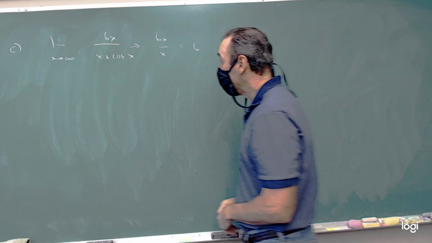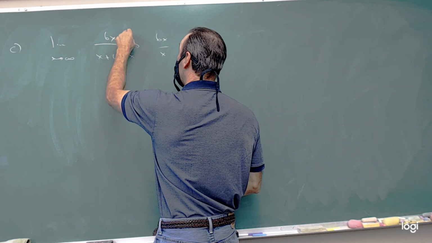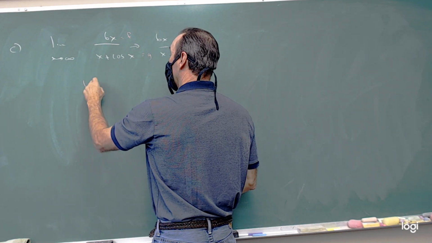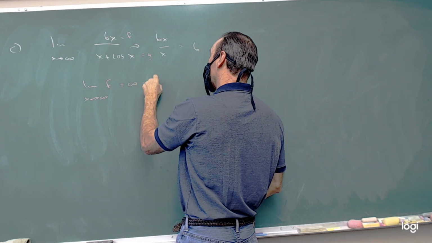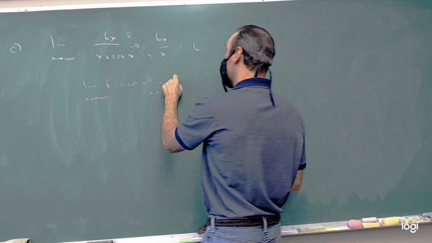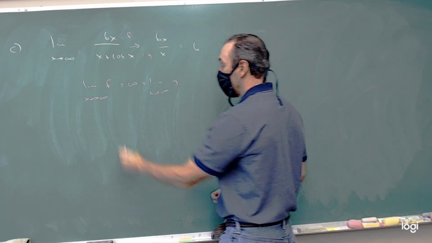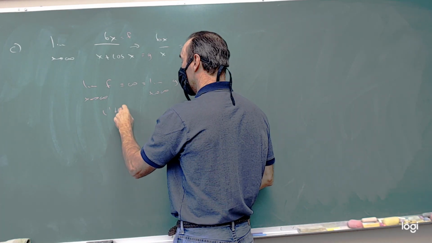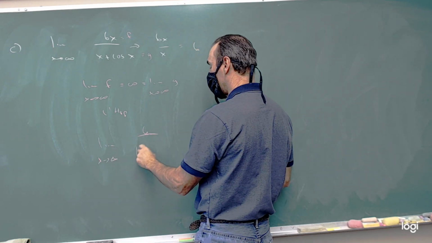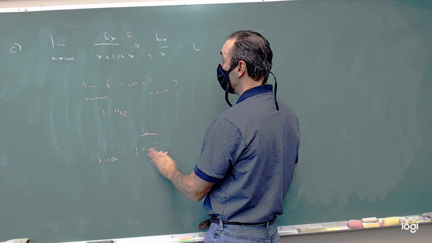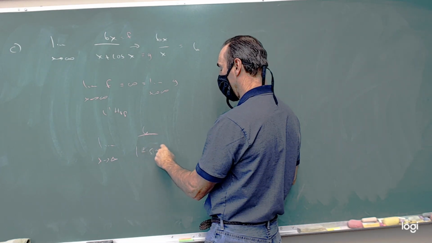Now if you did say that this is f and this is g, and the limit as x goes to infinity of f is infinity, so is the limit as x goes to infinity of g. Then you would say, okay, let's do L'Hopital's rule. And so now we're going to get the limit as x goes to infinity. Now that's going to be 6 over 1 plus, yes, the derivative of cosine is a negative sine x.